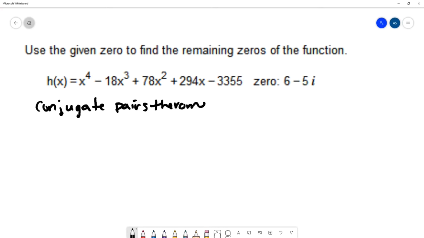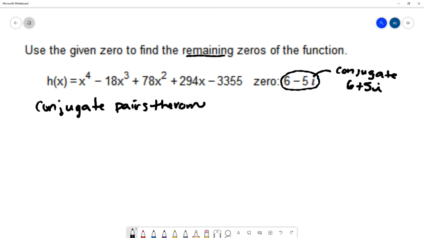And the conjugate pairs theorem says if we have this complex root, this complex zero, we are going to have the conjugate of this also being a zero of the polynomial. So the conjugate of that is going to be 6 plus 5i. So we've already identified one of the remaining zeros using that theorem.